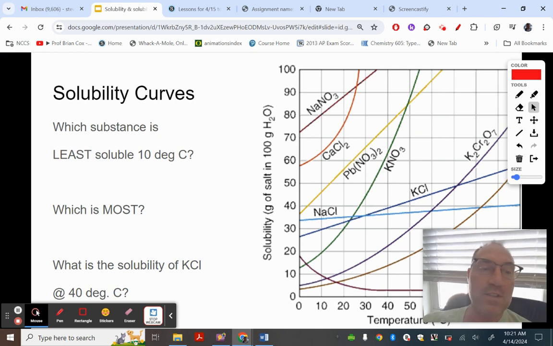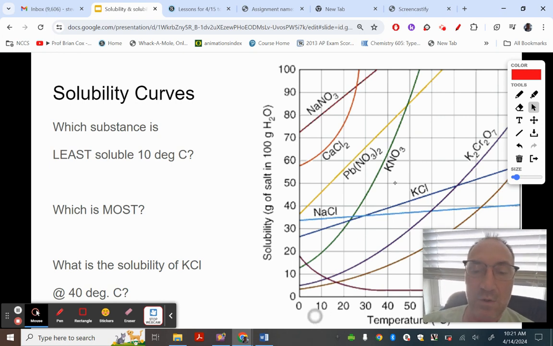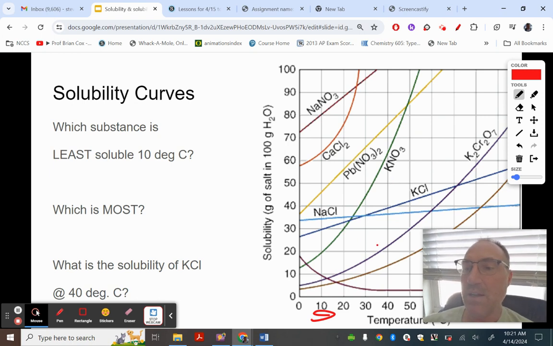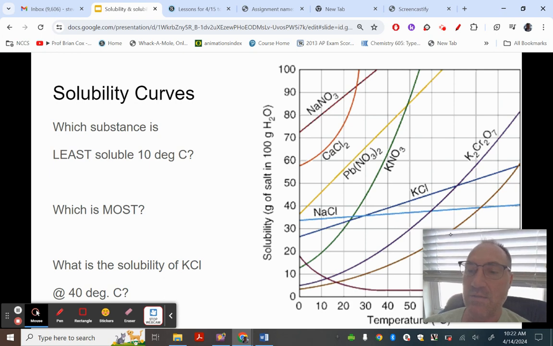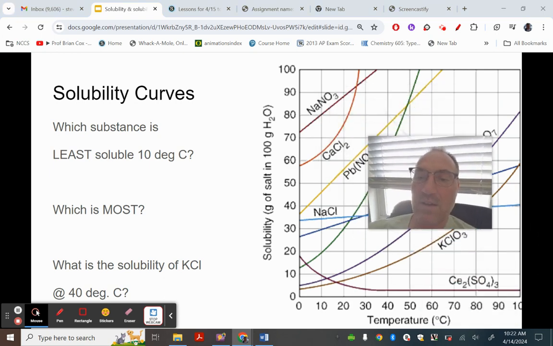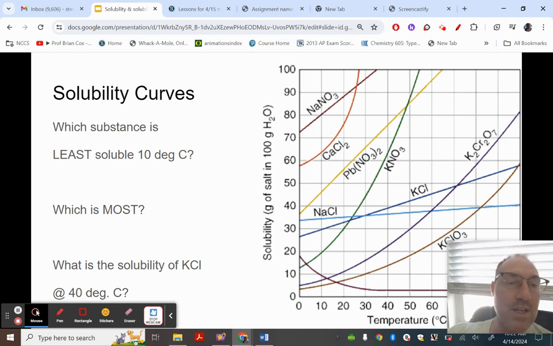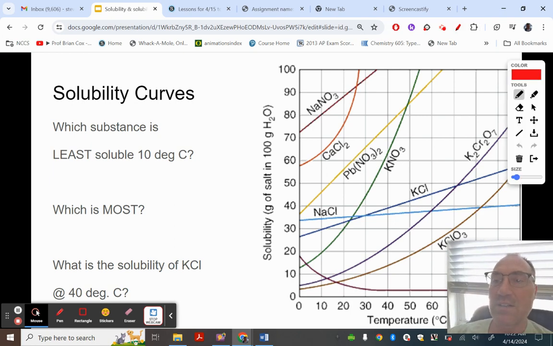So I'm going to go through a couple things. So first off, 10 degrees. Which substance down here is the least soluble? Well, it's this guy right here. So let me get rid of this because it's in the way. It is whatever this is. Let me move it. It's KClO3. Oh my gosh, I should know that. So KClO3 is the least soluble because it is the lowest at that.